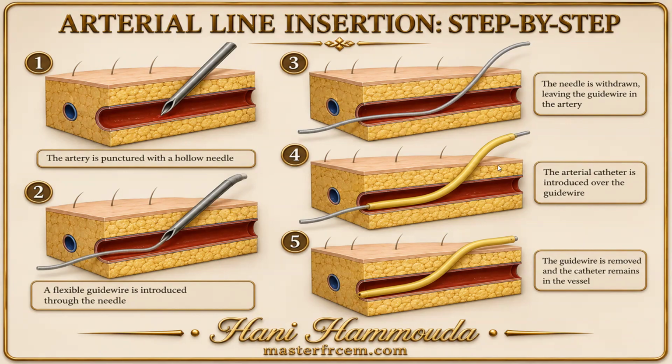So you will insert the dilator, but in radial artery, don't insert the dilator. So you can insert the catheter immediately. So thread on the guide wire. Once the catheter is inside the artery, remove the guide wire, and keep the catheter. Okay, so 5 steps, easy.